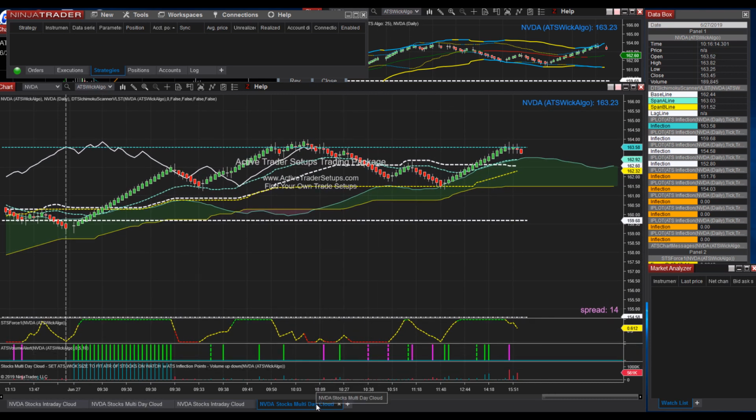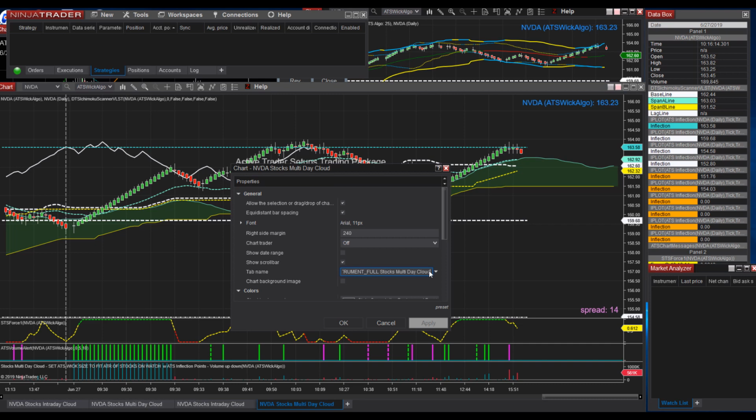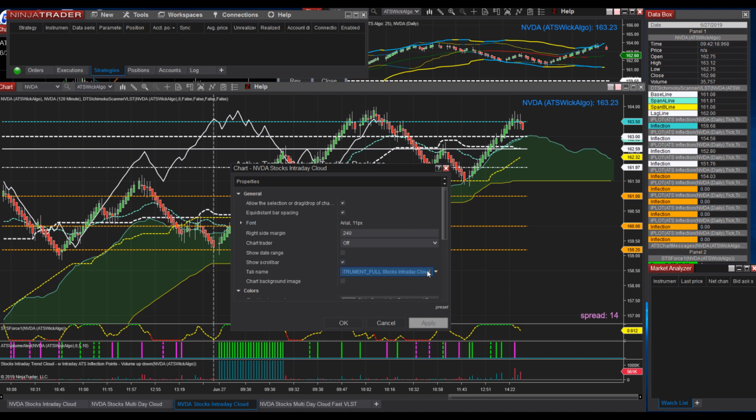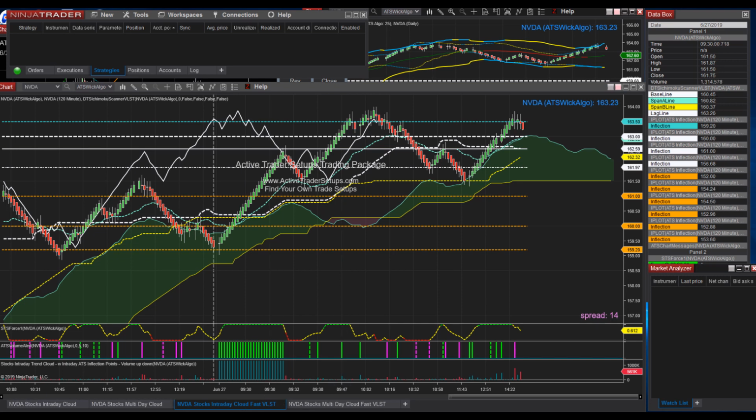And then I want to rename my tab down here. And I'm going to call it Fast VLST. Because to let me know it's not running on the algo bar, it's running on our wick bar. And I'm going to do the same thing here. Click apply. And now we have that.